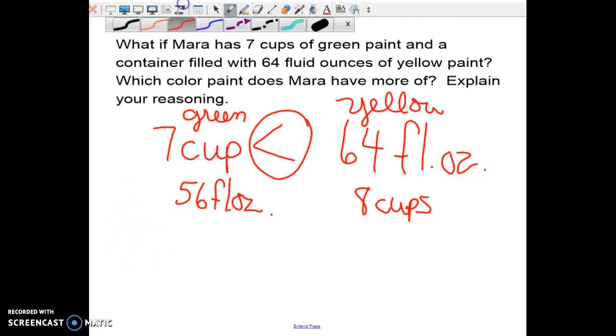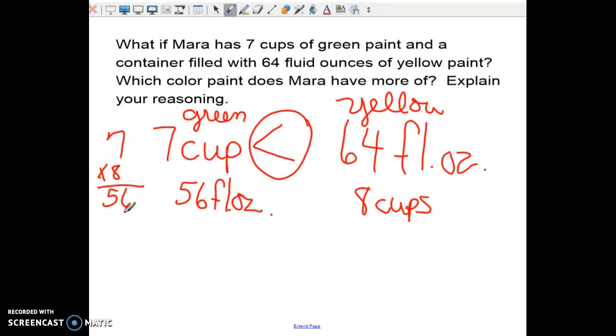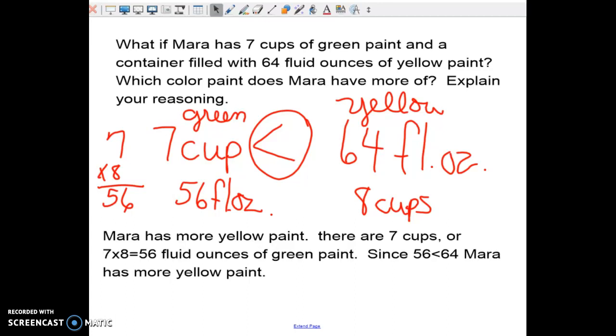How are we going to explain, in words, what we did? We took 7 times 8 and got 56 fluid ounces of green paint, and since 64 is greater than 56, Mara has more yellow paint. Now we can't say it that way because Mrs. Stegman wrote it down differently, so we'll try and put it into words. So our answer is Mara has more yellow paint. There are 7 cups, or 7 times 8 equals 56 fluid ounces of green paint. Since 56 is less than 64, Mara has more yellow paint.